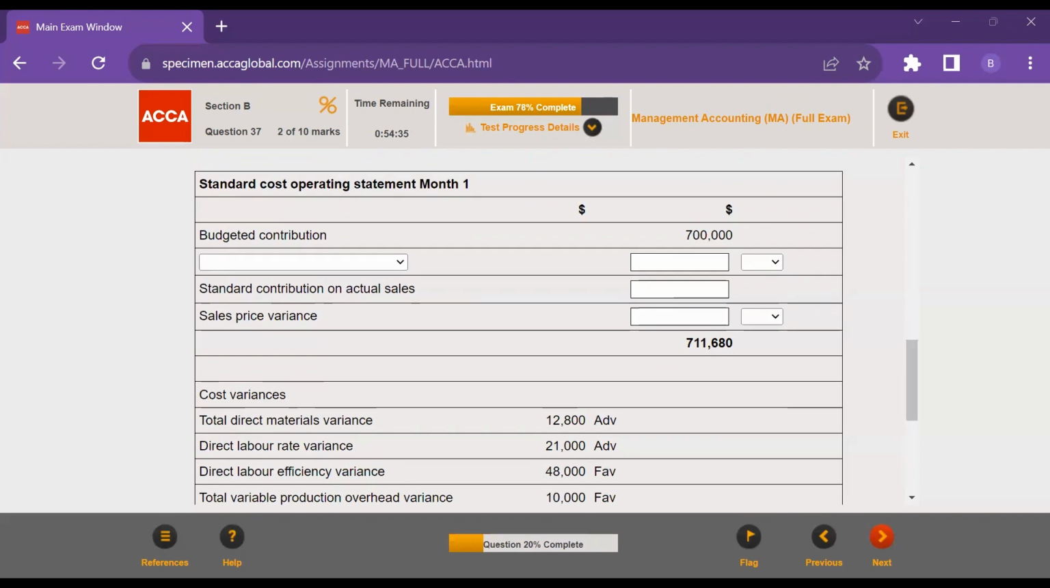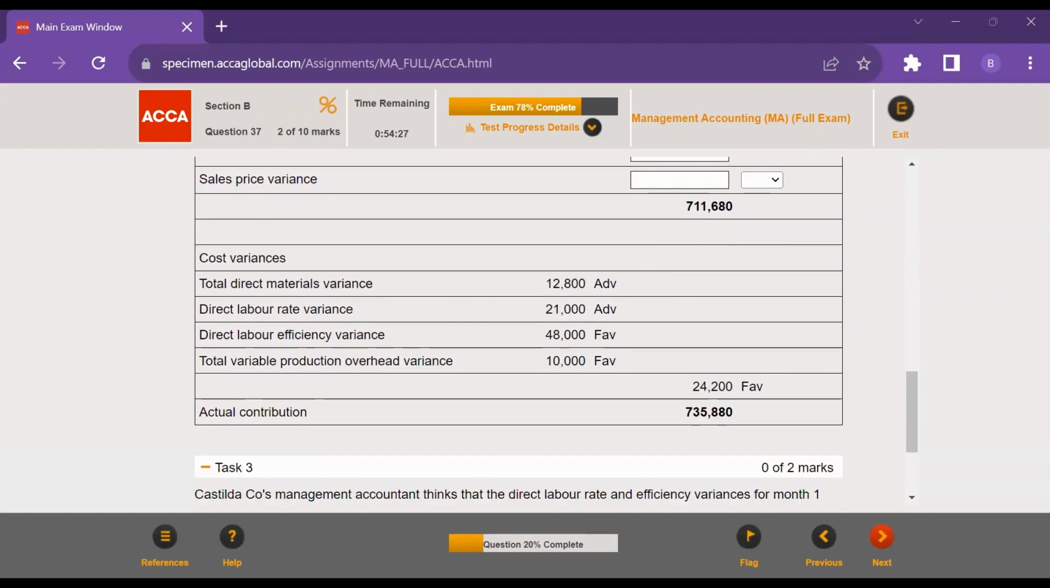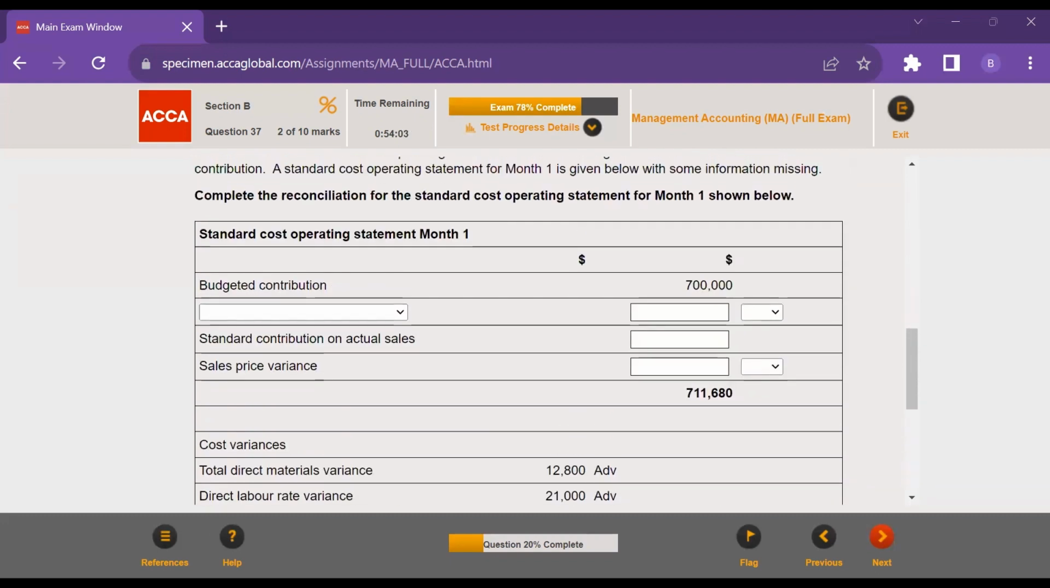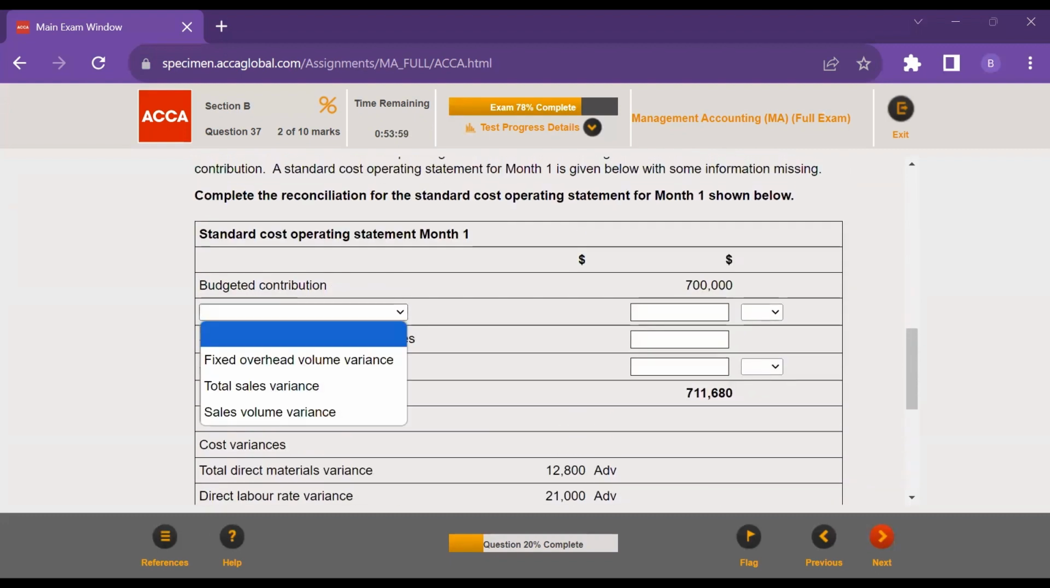Okay, so the contribution is given to us. So we have to see which variance will come over here, and then we have the variances also given to us. So with respect to the cost variances, we are given material variance is adverse, labor rate is adverse, labor efficiency is favorable. Then the total variable production overhead variance is again 10,000 favorable. So now let's see what the gap 1 is supposed to be. So for gap 1, we have the following options given.